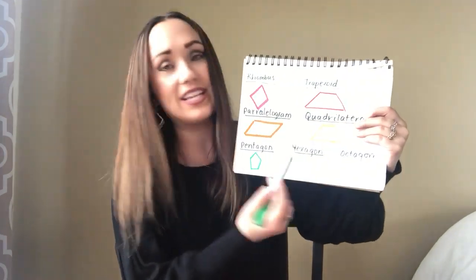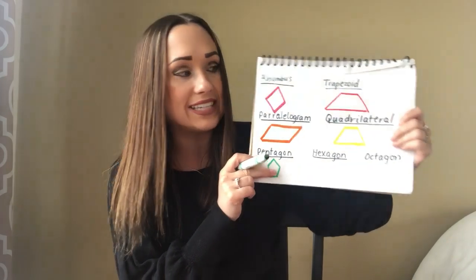The next word we're gonna draw is a hexagon. Hexagon. Let me show you what a hexagon looks like. Hexagon looks like this.